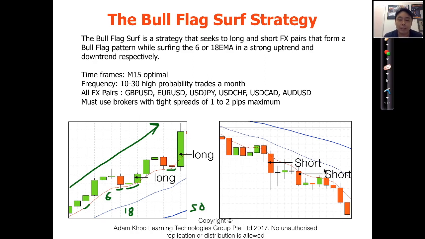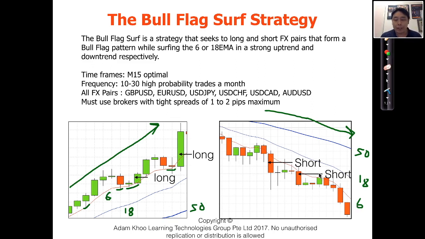Now on the right, you can see a clear downtrend. Again, on a downtrend, the moving averages are in the opposite sequence. You have got the 50 moving average, which is this blue line over here, the 18 moving average, and the 6 moving average. So it's again the biggest moving average to the smallest moving average, that sequence, and making lower highs and lower lows.